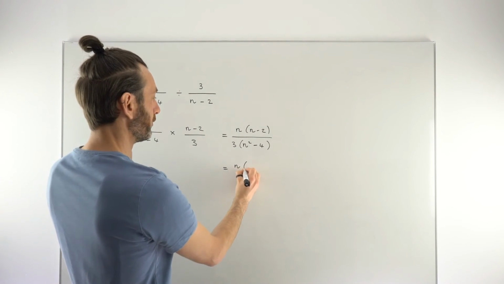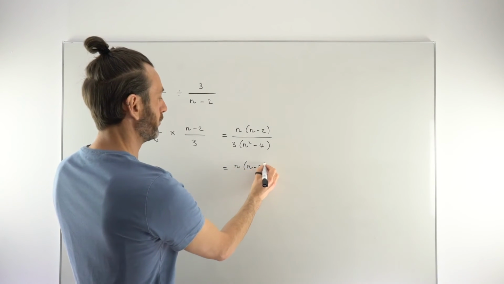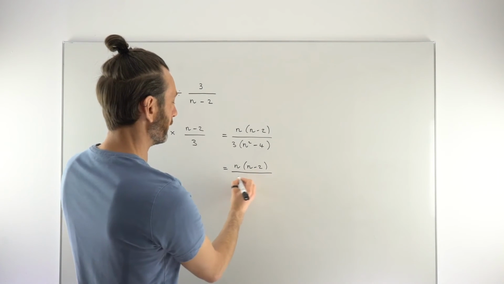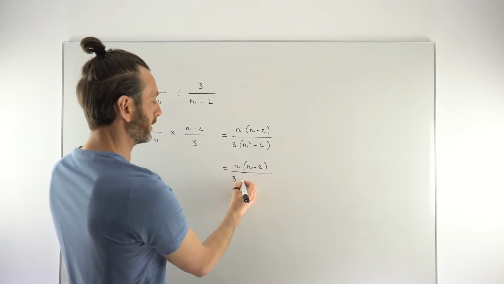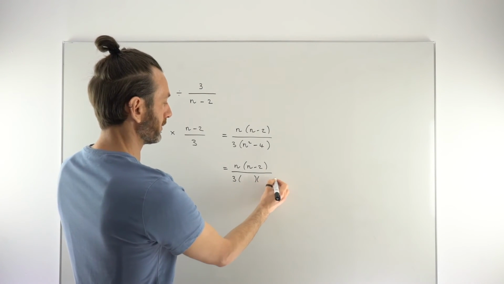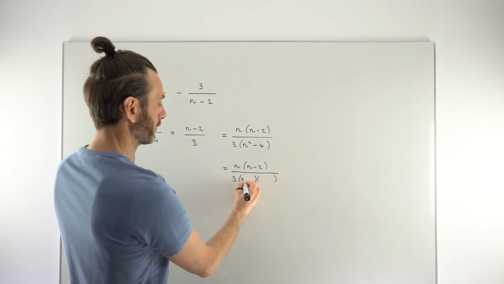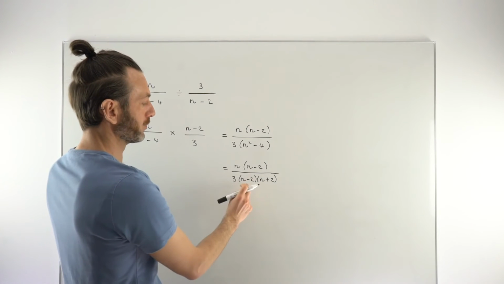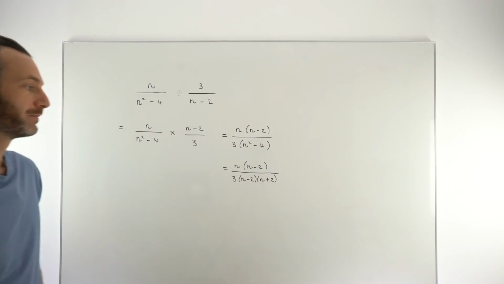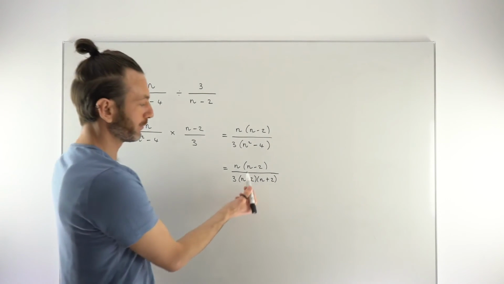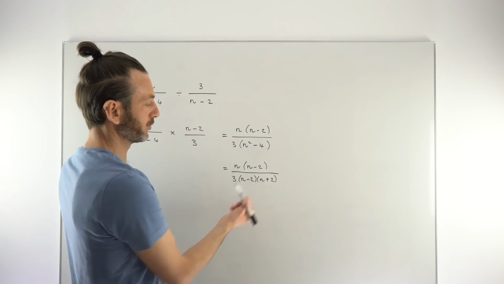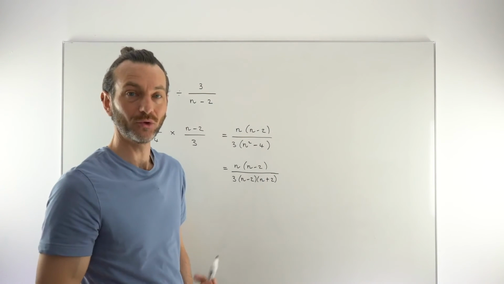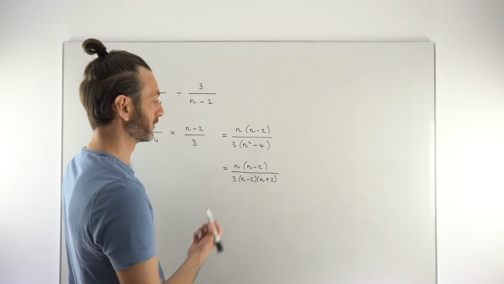So the top line is going to remain the same, n bracket n minus 2. Then we're keeping the 3 as a common factor on the bottom line. N squared minus 4 factorizes into 2 brackets because it's a difference of squares, so n minus 2 and then n plus 2, or the other way around, it could be plus or minus, doesn't matter. And by getting into that form, we can see we've got a common bracket, a common factor, top and bottom, of n minus 2, so we can divide top and bottom by n minus 2.